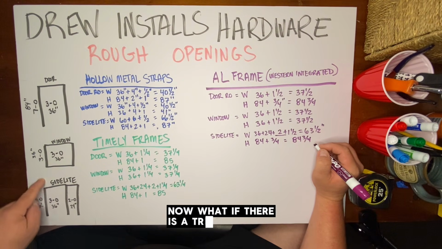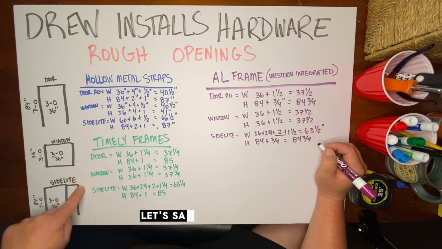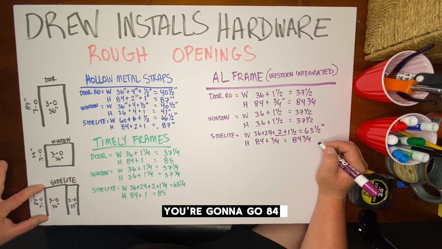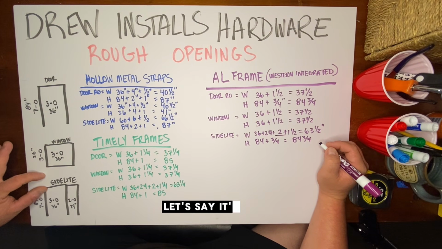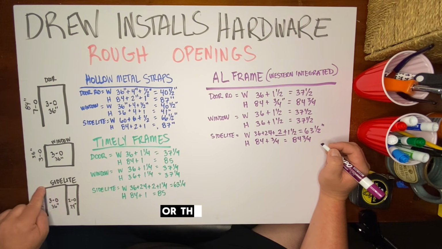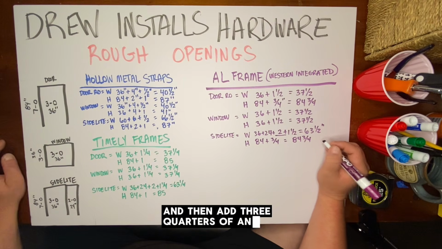Now, what if there's a transom here? Okay. Let's say there's a transom. It's going to be the same thing. You're going to go 84 plus, let's say it's 20. And you're going to add the mullion or this header width to that and then add 3/4 of an inch.